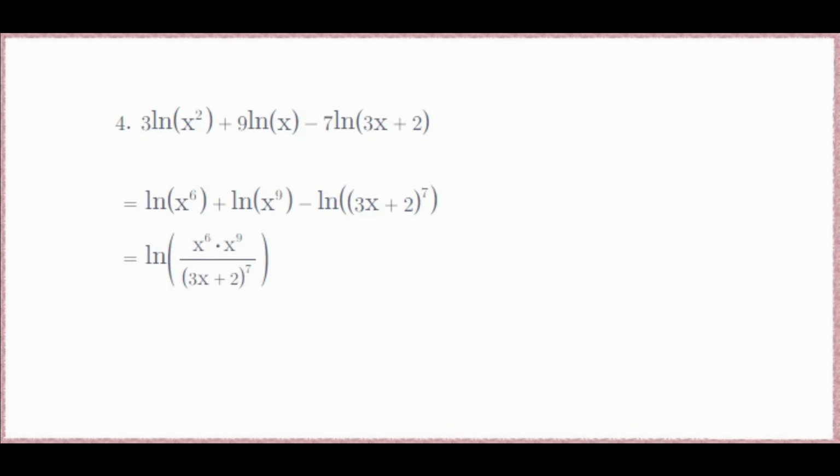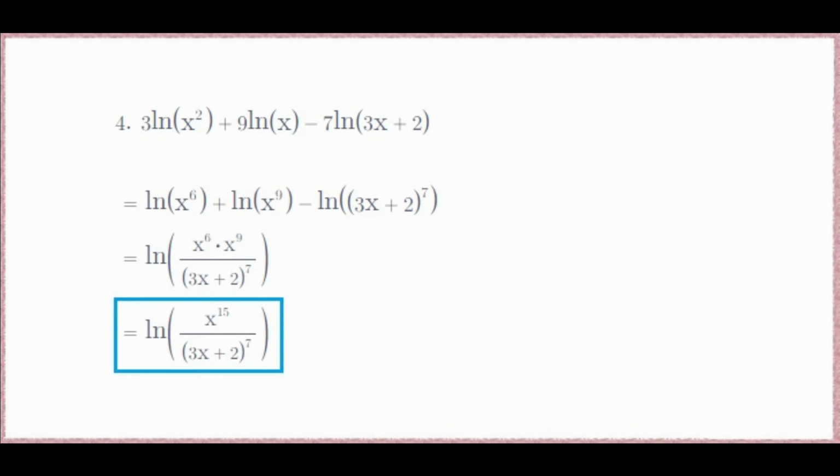So we get the natural log of x to the 6th times x to the 9th divided by 3x plus 2 to the 7th. All of that on the inside of the natural log. And then simplifying one further, we can have the natural log of x to the 15th over 3x plus 2 to the 7th.